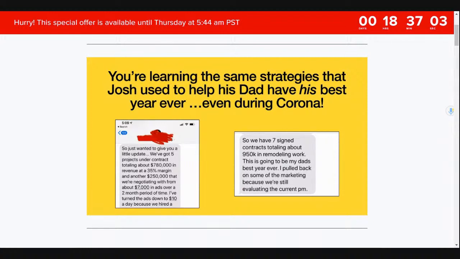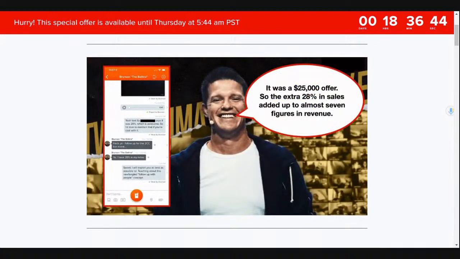And my favorite thing, this is going to be my dad's best year ever. How cool is that? For a son to be able to help his father have his best year ever in the middle of a recession, right? In the middle of the coronavirus, when it's on a lockdown, people are paying this kind of money to have their homes remodeled. Like, what are you talking about? That's nuts.